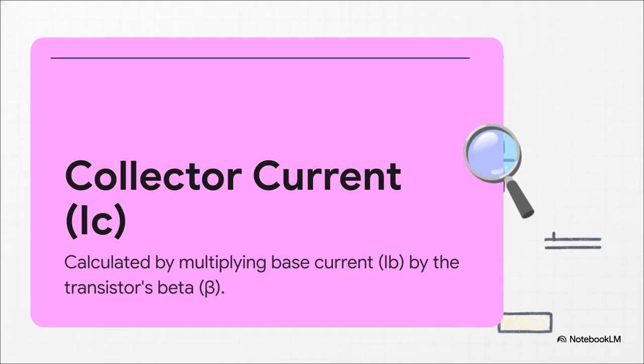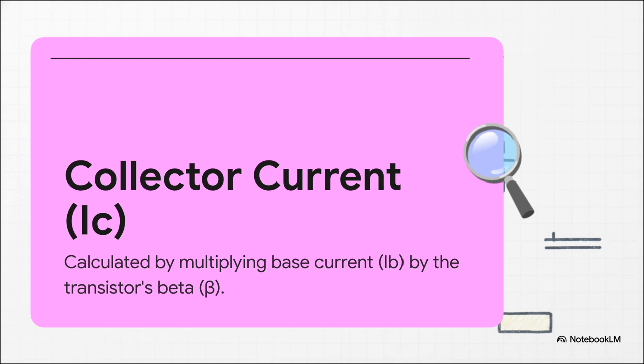And here is the really crucial point. Once we know that base current, finding our main collector current, IC, is incredibly simple. We literally just multiply IB by the transistor's beta value. Beta is essentially the amplification factor. You feed this tiny trickle of current into the base, you multiply it by beta, and bam, it allows a massive rush of current to flow through the collector.